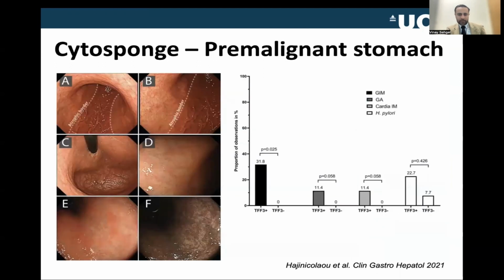There was also a little bit of data that has come out showing that the cytosponge may also be able to detect early pre-malignant change of the stomach. So investigators from Cambridge analyzed data from the BEST3, and they saw that patients that were positive for TFF3 but had no endoscopic or histological evidence of Barrett's, a third of these patients actually had intestinal metaplasia and gastric atrophy, and perhaps therefore this tool could also be looked to investigate pre-malignant changes of the stomach, which is of increasing interest.